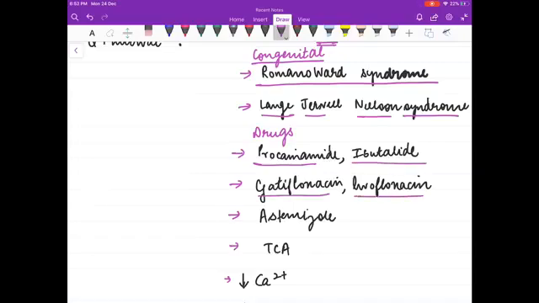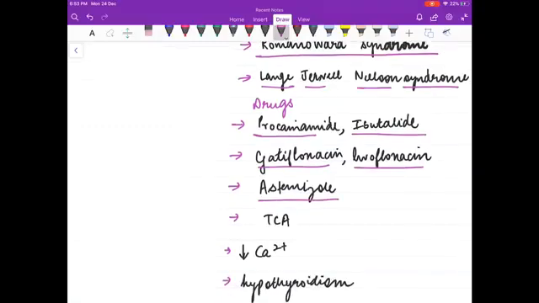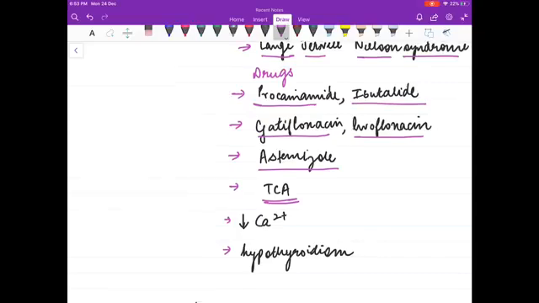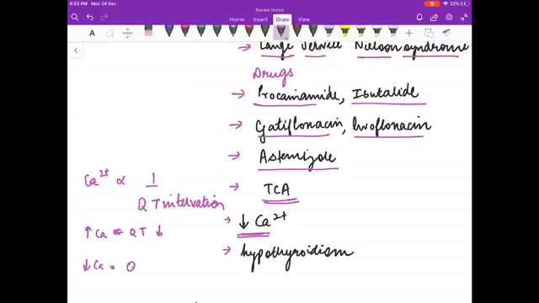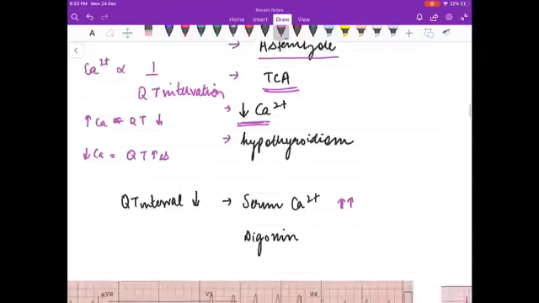Gatifloxacin, levofloxacin are antibiotics. Procainamide and ibutilide are antiarrhythmics. Astemizole, anti-allergic drug. TCAs, antidepressants. Also, decrease in calcium causes QT prolongation. So remember that calcium has an inverse relation with QT interval. When the calcium increases, the QT interval decreases, and when the calcium decreases, the QT interval increases.